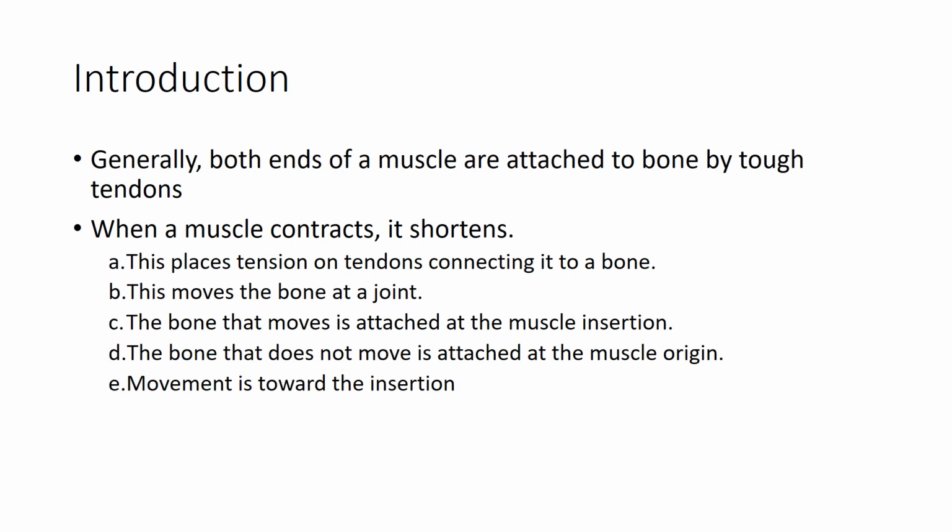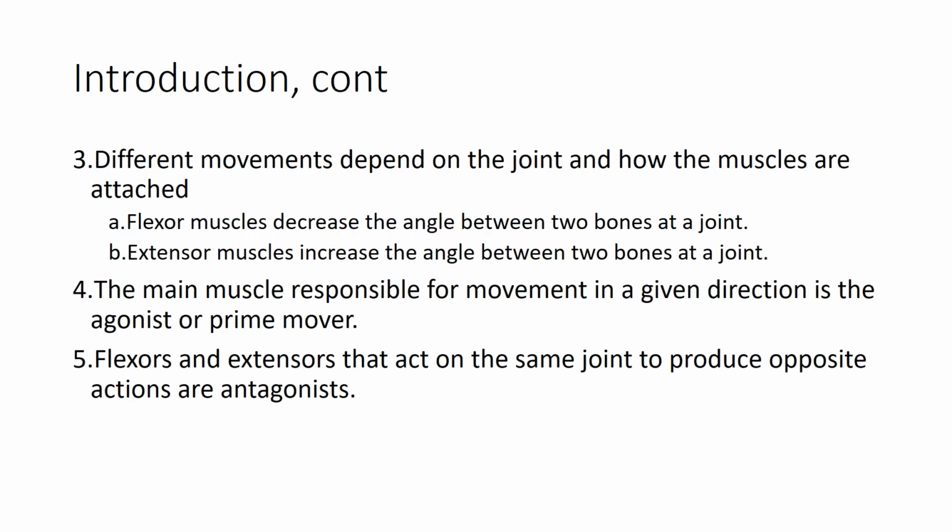move that joint. And the bone that moves, that is attached, is at the muscle's insertion, and the bone that does not move is attached to the muscle's origin. So movement tends to be towards the insertion point of a muscle. So the movement of our muscles and bones depends on the joint and how the muscles are attached.